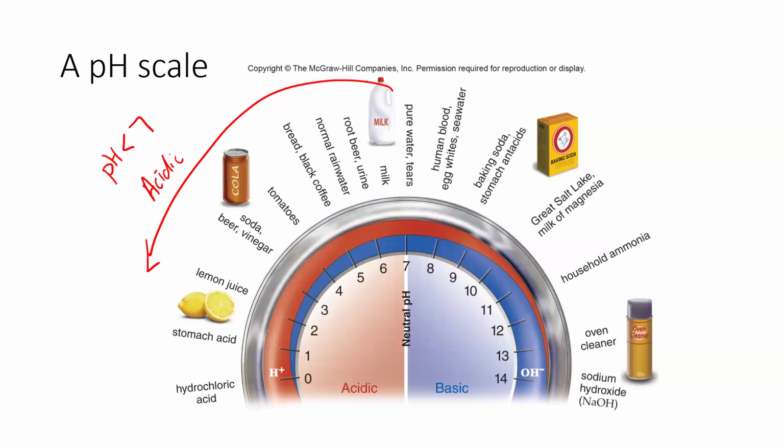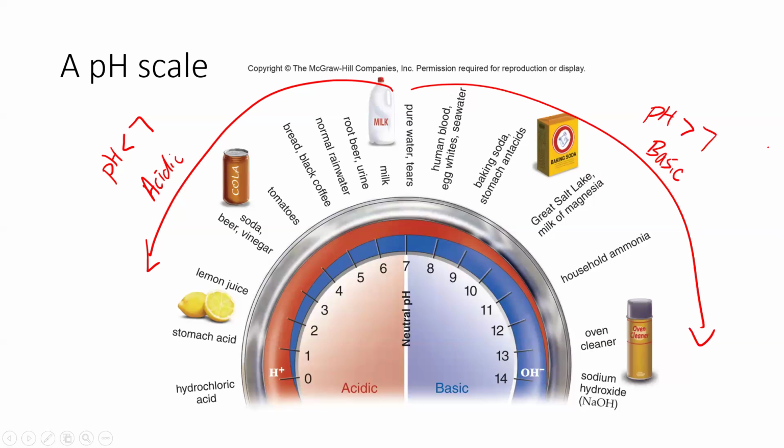Anything higher than 7 is... anybody know the opposite of acidic? Neutral is 7. Base, that's right. This is basic. So think of cleaning products. Baking soda is basic. Ammonia is basic. Bleach is basic. They tend to be bitter in taste.